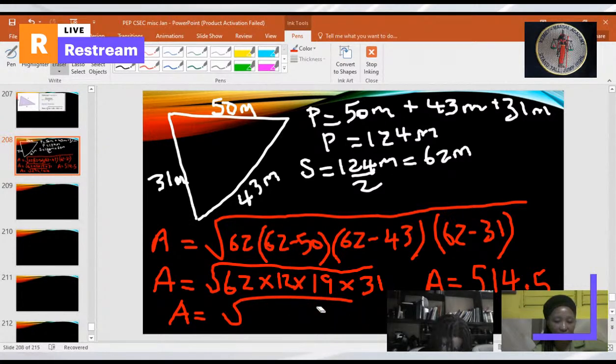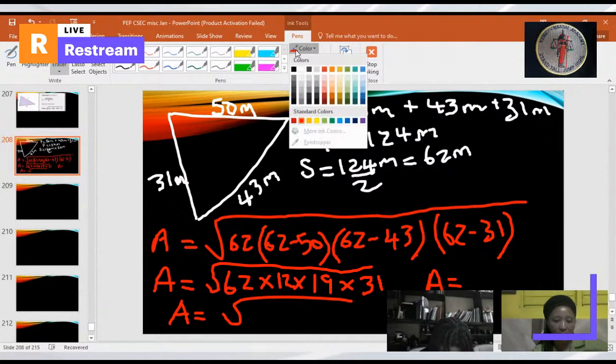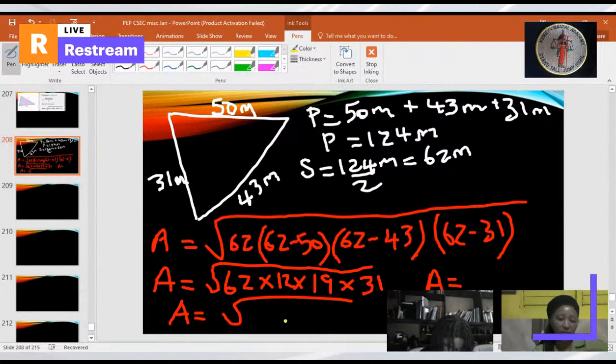Okay, so let's redo this. 12 times 19 times 31 would give you 7,068. And 62 times 7,068 would give you 438,216. So now the square root of that is 661.9 meters squared.